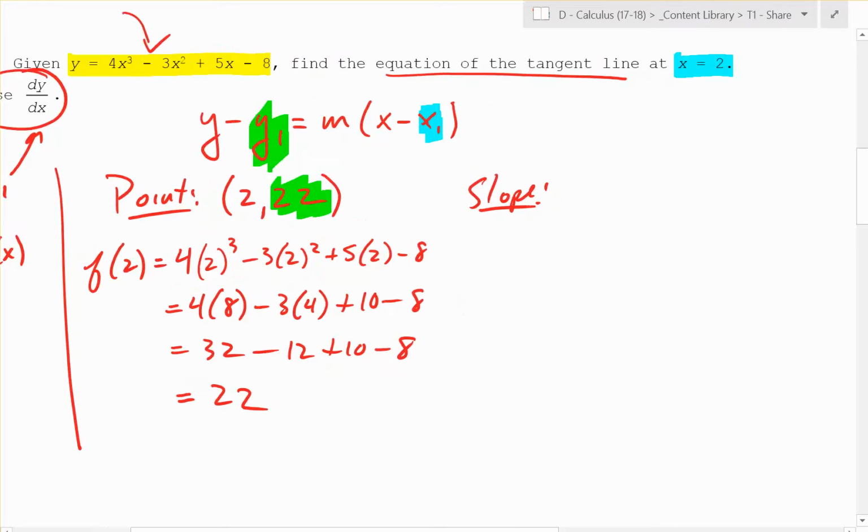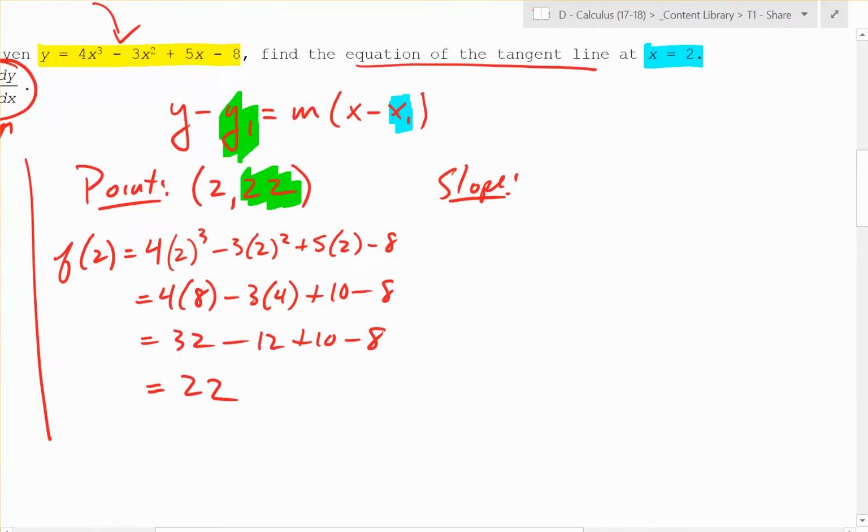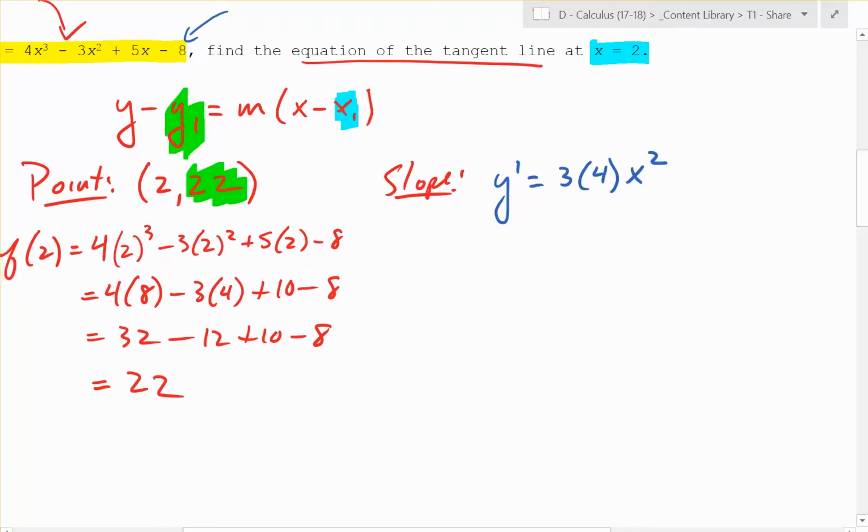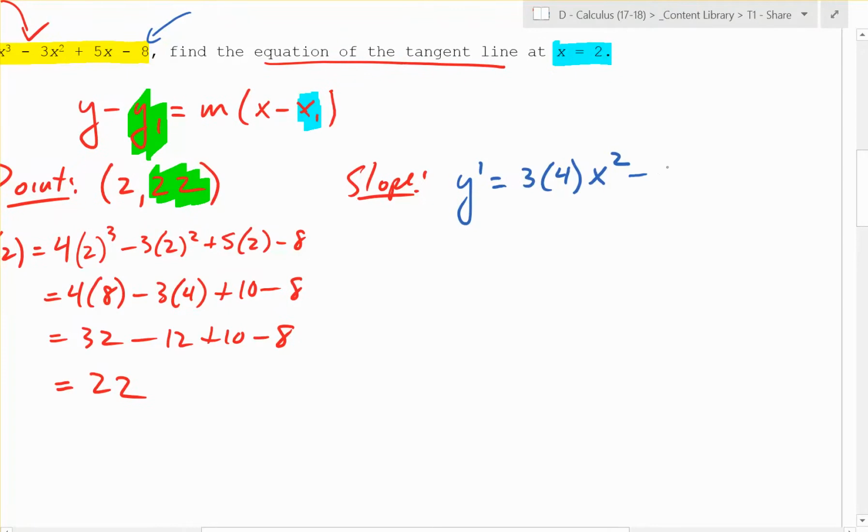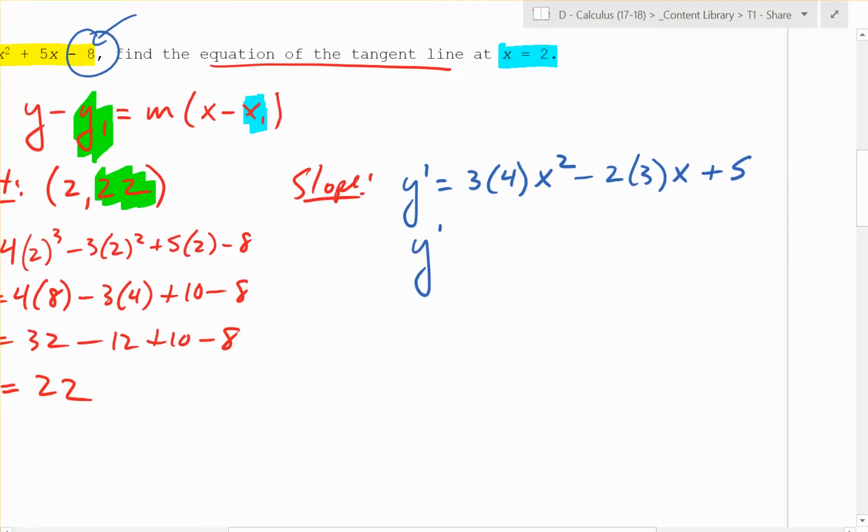Now we need the slope. Well, we need the derivative to find the slope, and we do not need to use the limit definition because it doesn't tell you to, and we have a polynomial. So we know that the derivative is going to be, you drop the 3 to the front, times 4, which is already there, x squared, because you drop the power by 1. Then it's going to be minus, you drop the power to the 2 times 3x plus 5. And then the 8, remember, is a constant, so it goes to 0. So we know our derivative is 12x squared minus 6x plus 5.